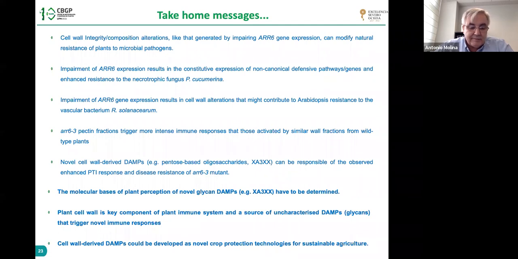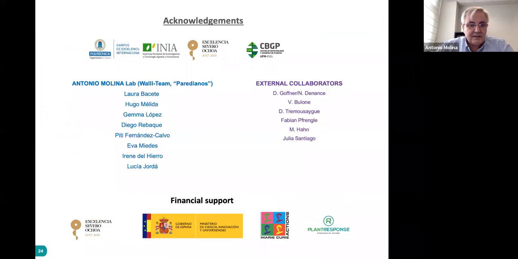And the cell wall-derived DAMPs, we guess that could be developed as a novel crop protection technology for sustainable agriculture. And actually, there are several companies that are very interested in this technology, and we are collaborating with some of them to explore the potential of using these novel DAMPs and in general glycan-derived MAMPs and DAMPs for the activation of a natural crop immunity response. And with this, I will finish, and I will be delighted to answer your questions.